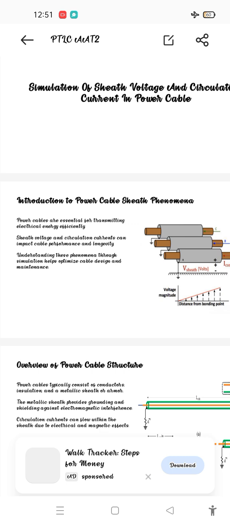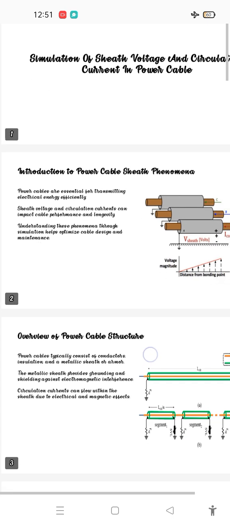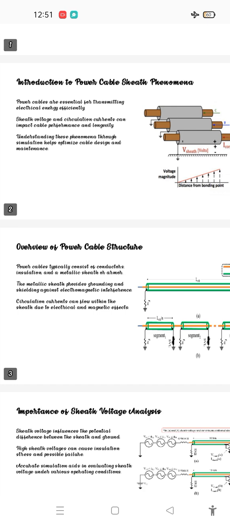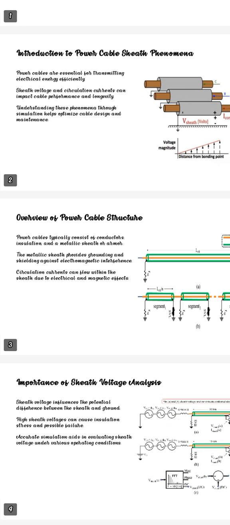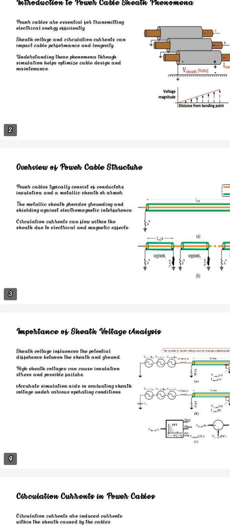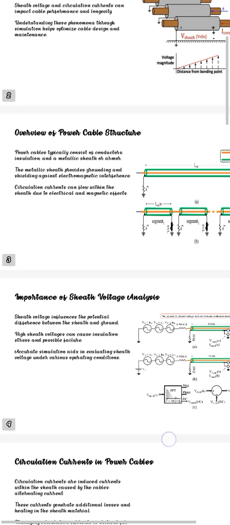Overview of power cable structure. Power cables typically consist of conductors, insulation, and metallic sheaths or armor. The metallic sheath provides grounding and shielding against electromagnetic interference. Circulation currents can flow within the sheath due to electrical and magnetic effects.